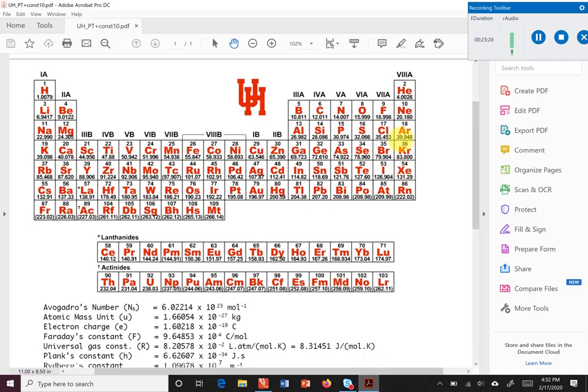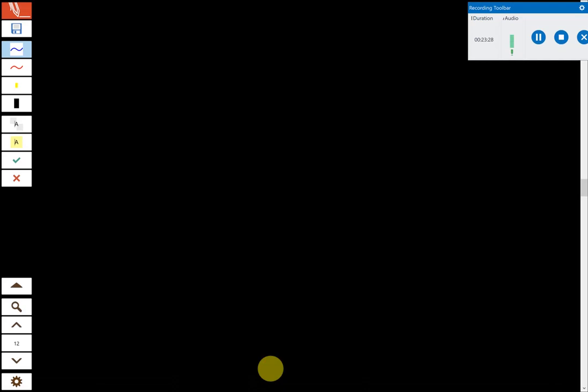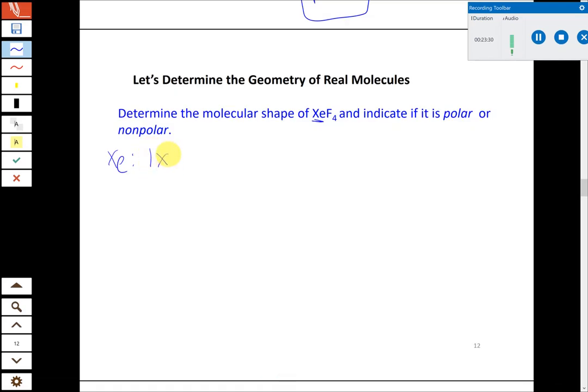So xenon is here. It's a group 8 element, so it would bring in 8 valence electrons. And then it's going to be bonded to 4 fluorines that each bring in 7. So when we count valence electrons for this molecule, we're going to have 1 xenon that contributes 8, and then we have 4 fluorines that contribute 7 each. So a total of 36 valence electrons.